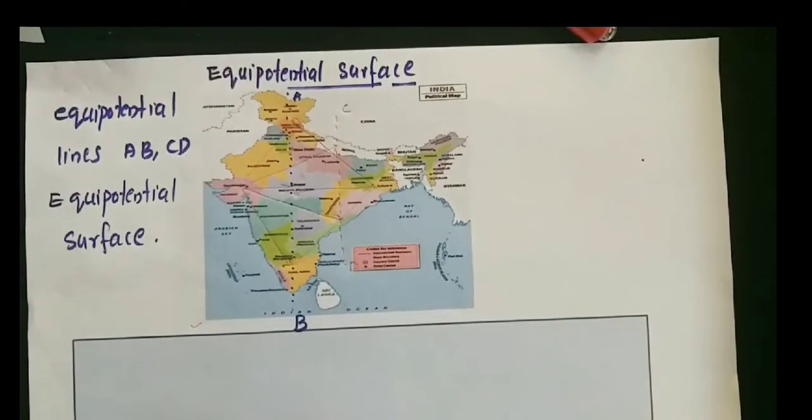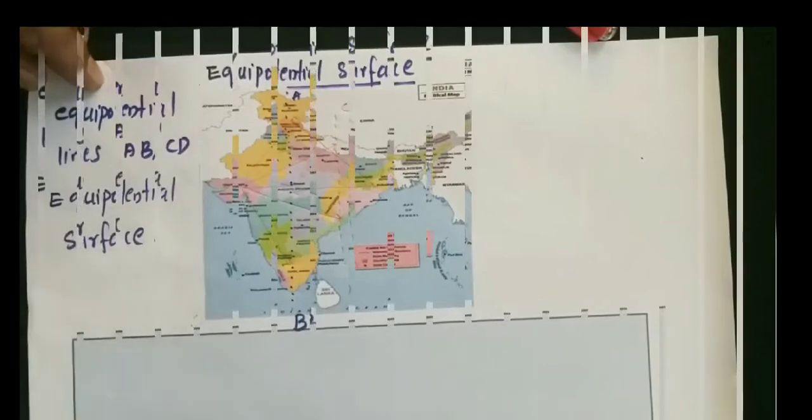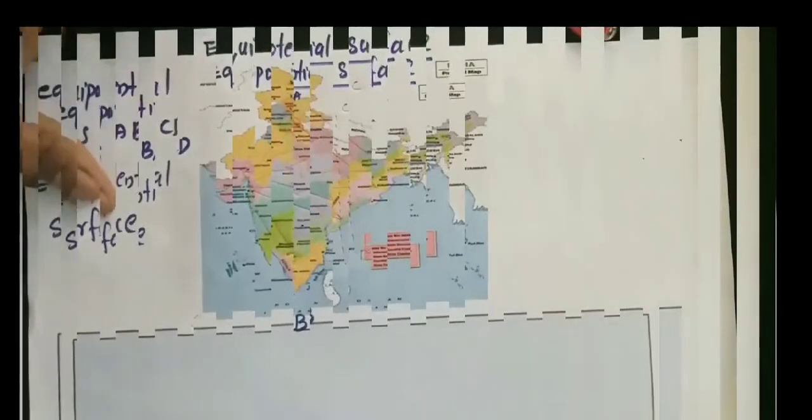at CD. But don't be confused that both AB and CD will have the same potential. No, all points will have the same potential at AB, and all points at the line CD will also have the same potential, but it will be different. That is the only thing.